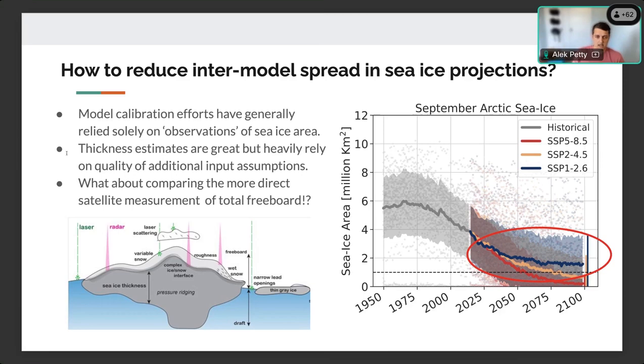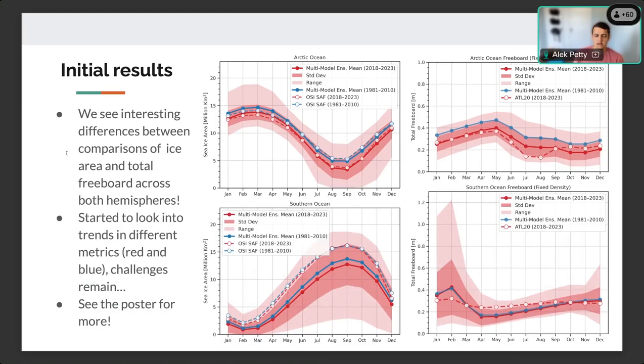So our approach is to think about this a little bit differently. Instead of comparing thickness to thickness, we try and simulate freeboard in the models and compare that with the more direct satellite measurement. And luckily for us, several of the CMIP-6 models are already starting to output those metrics. So the poster gives a bit more background on the analysis approach we're already taking. Here are some of the nice results we have already.